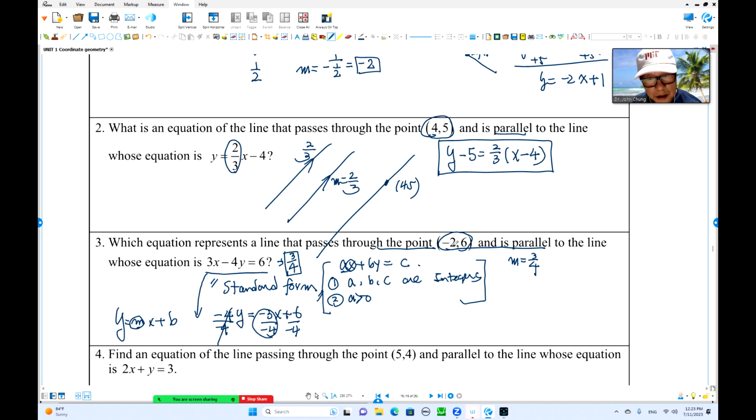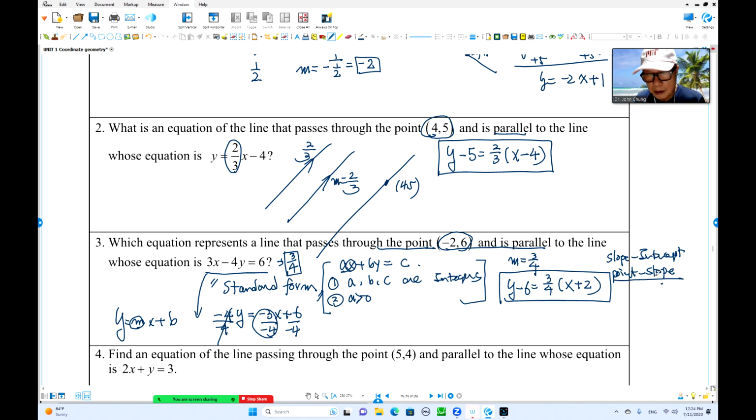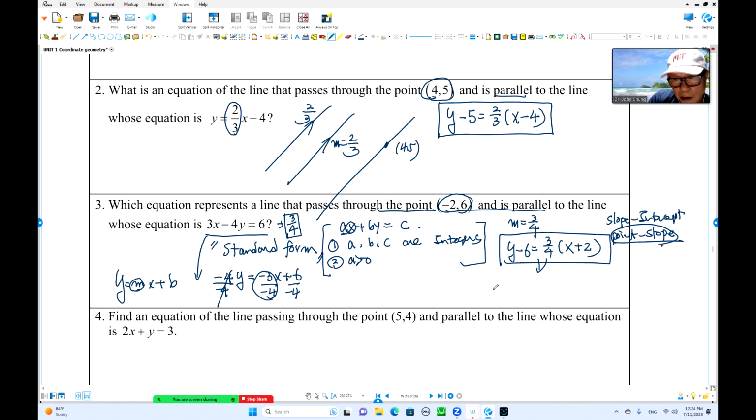So using point slope form, y minus 6, slope is 3/4, x minus negative 2 is x plus 2. You can leave it this way, okay? Because slope intercept form and the point slope form both will be accepted. If they want you to express it in slope intercept form, you can transform this one. That's fine. Now parallel we did already.